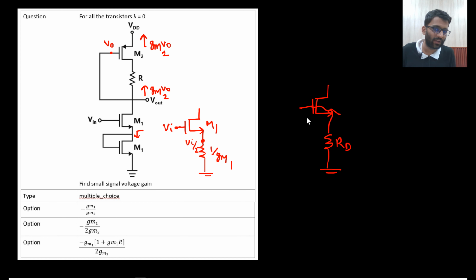So what did I tell you? From here to here, I always see 1 by GM. So RD upon RD plus 1 by GM. I can apply the potential divider directly. So this will be my V naught. V naught will be RD upon RD plus 1 by GM.